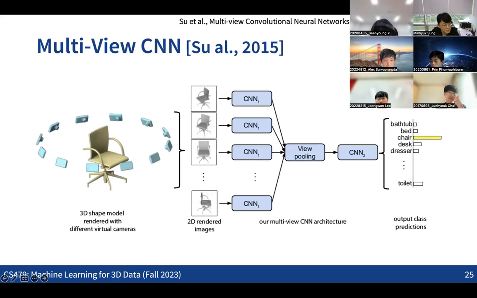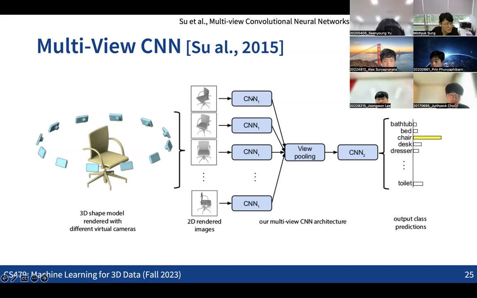So in 2015, there was work making the first attempt at rendering 3D models into multiple views of 2D images and aggregating all the information to do some kind of task, like classification. This was a very simple architecture, directly utilizing a convolutional neural net that can process the 2D image as the input.